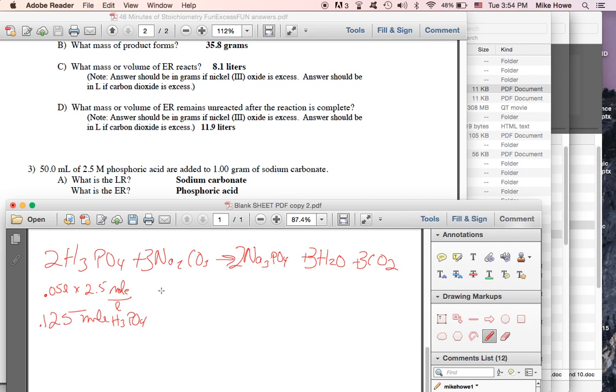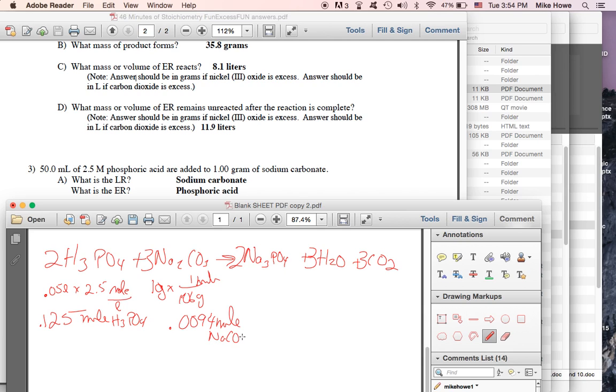We've got 1 gram of sodium carbonate, so to change that into moles, it would be 1 gram times, you'd put grams on the bottom, moles on top. 1 mole is 106 grams. So 1 divided by 106 is 0.0094. And that's moles of sodium carbonate.